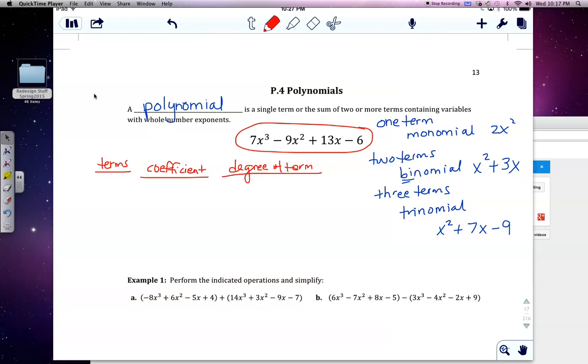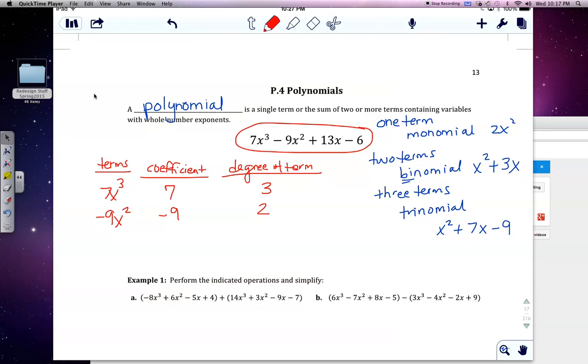What we're doing now is something we're going to be doing throughout the semester. I'm going to ask you about terms and coefficients and degree, so we're going to go ahead and look at that now. The first term I see in this polynomial is 7x to the third. The coefficient is the number factor in front of the variable, so the coefficient is going to be 7. And the degree of the term is the exponent, which in this case is 3. The next term is negative 9x squared. The coefficient would be negative 9. The degree would be 2.